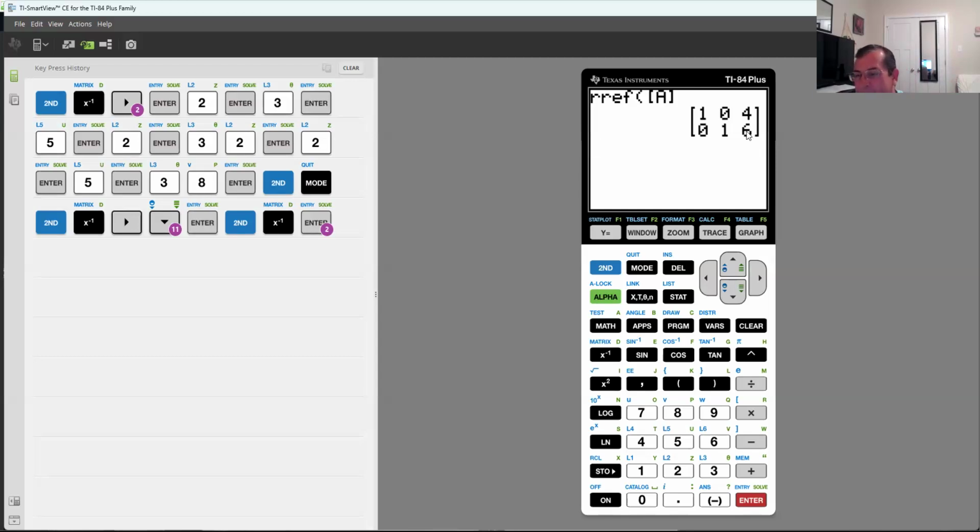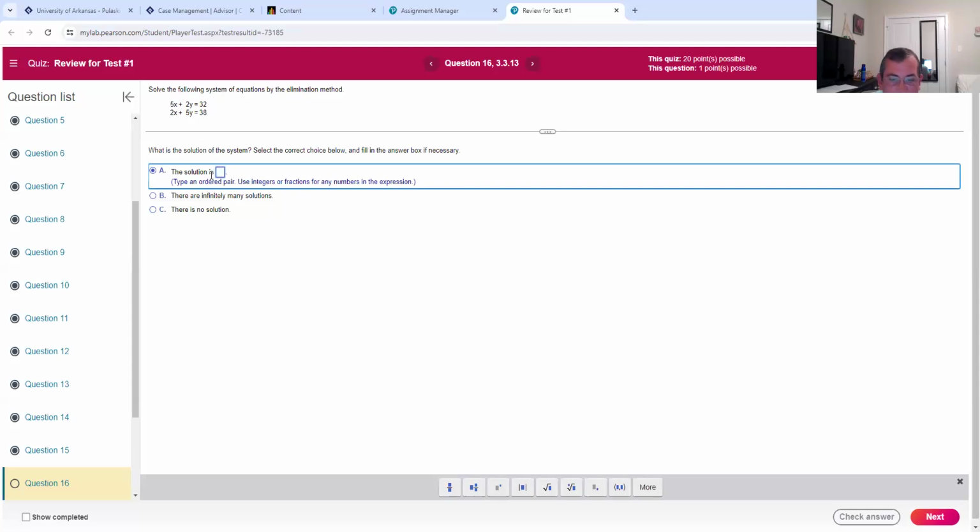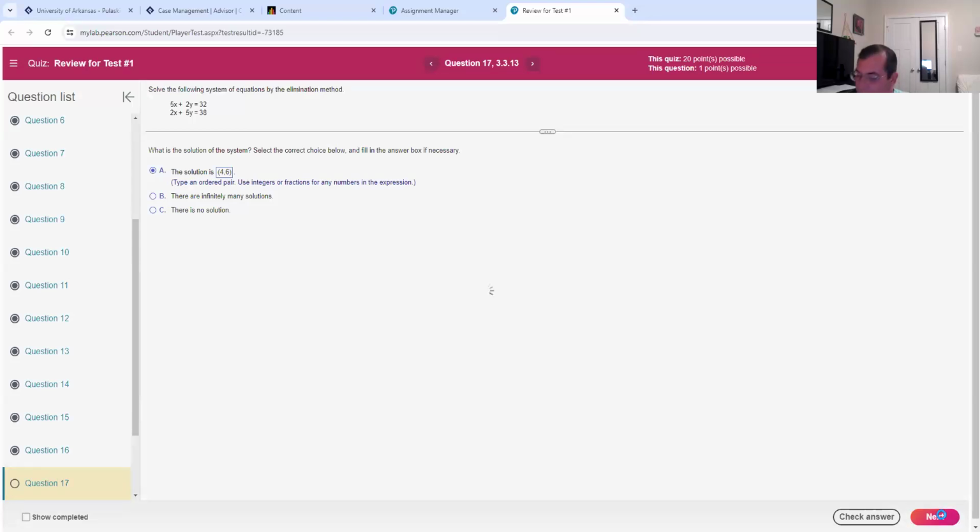And then y'all see me do this again on the next problem because my next problem is going to be a 3 by 4, okay? And y'all notice under this answer blank, it says type an ordered pair. So you gotta put this thing in parentheses and then do your 4, comma, 6, and close parentheses. So you gotta have parentheses for it to mark this one correct, okay? All right, y'all, that's in. We hit next.